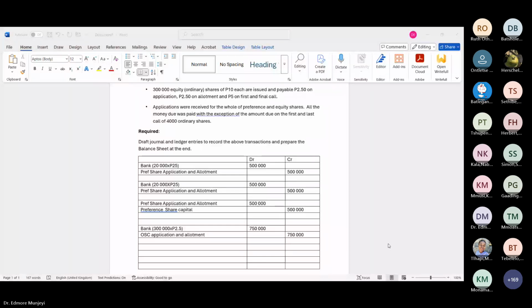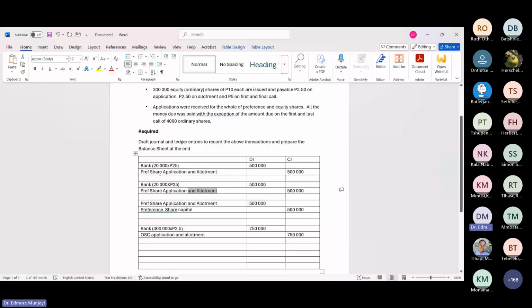You wrote the same thing twice. You wrote preference share on application and allotment twice. Under bank, here. Well, these are two different. Remember, this allotment is the second part. The first part, I remember what I said yesterday. I said this account is called the share application and allotment.